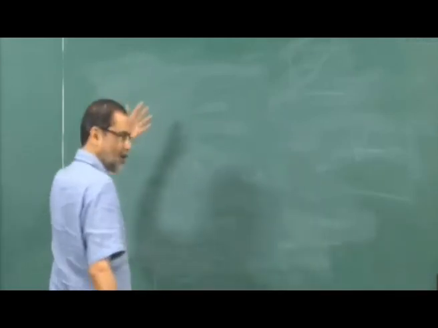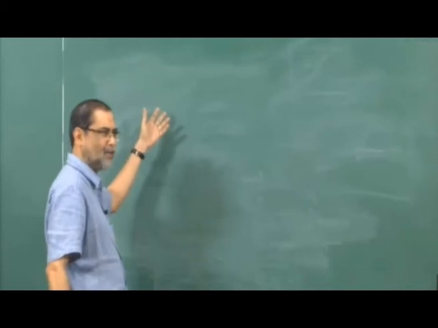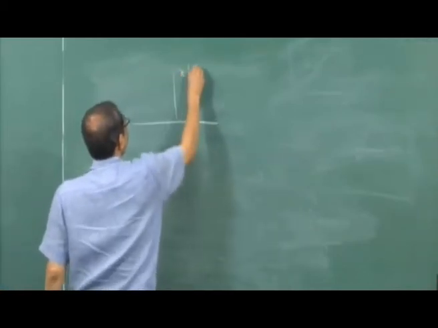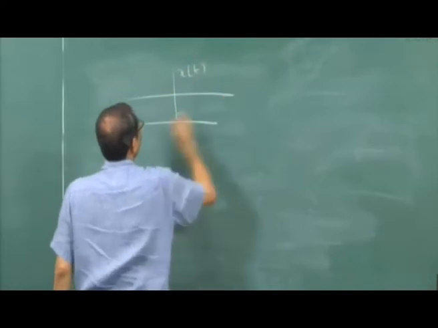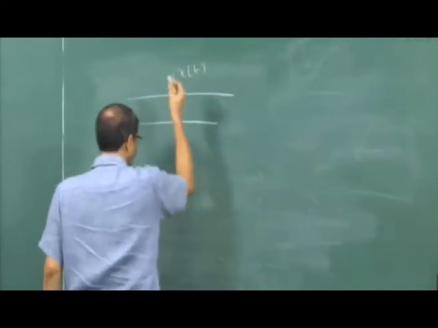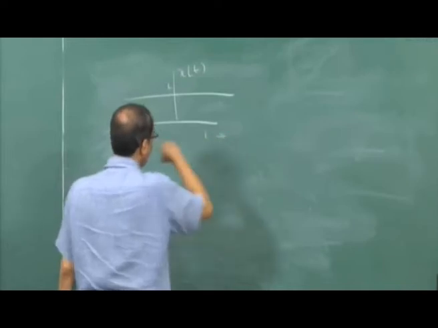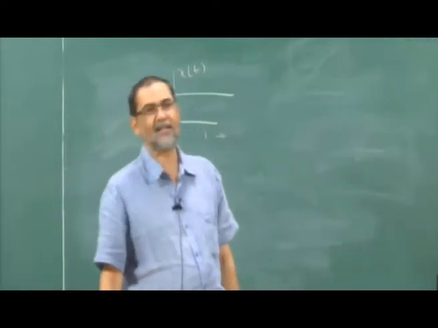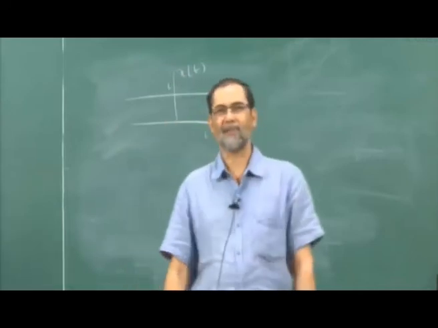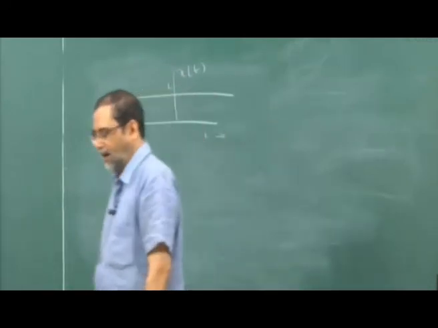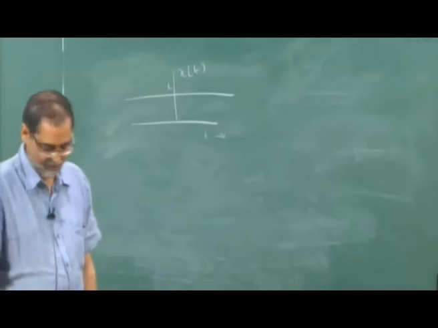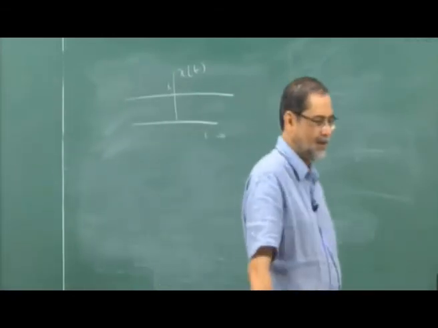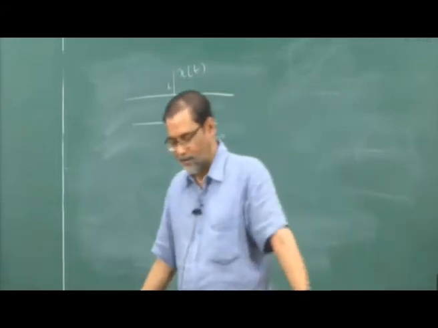So let me draw that on the board. I don't know if you can see the board here. So the question is, if x of t is constant for all times, let's say some value 1, take it as 1. If I convolve this with itself, what happens? Is that the correct way of putting the question? x of t is constant, right?